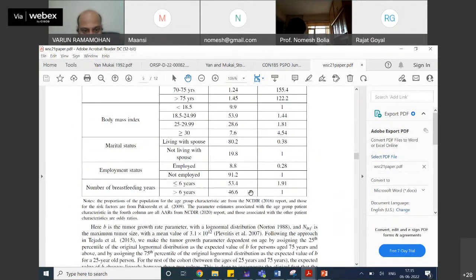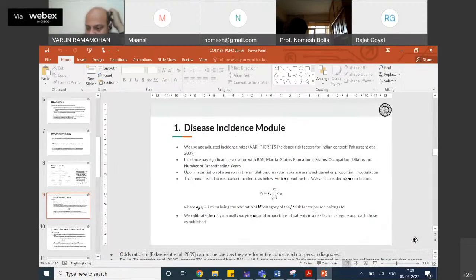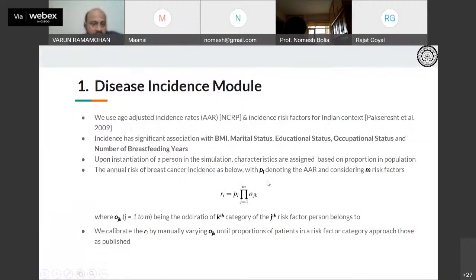You can see that for people living with their spouses, the risk is lower, and again for people who are employed, the risk is lower. As to why that is the case, it's not very clear. There could be issues around detection also, but it's not immediately clear, and the authors also mention this. As for the number of breastfeeding years, that is quite straightforward.